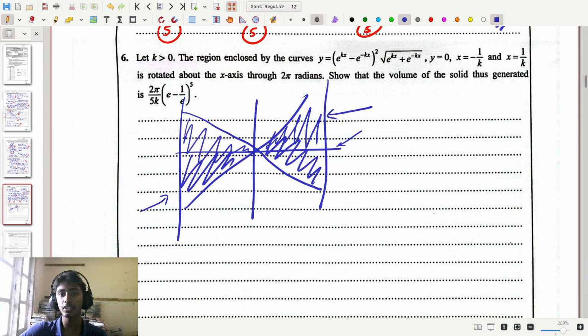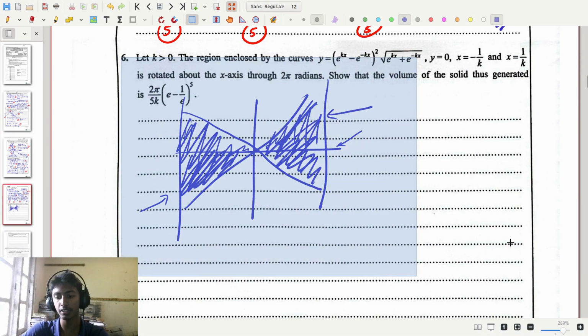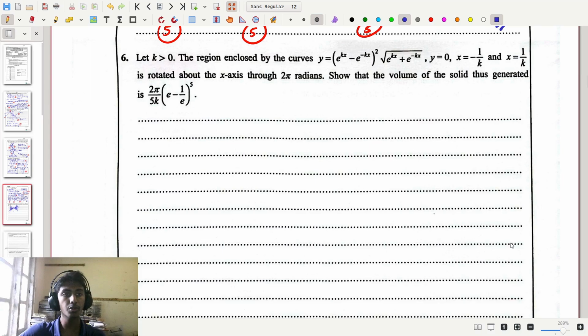So what they're asking is to show that the volume of the solid thus generated is 2 pi divided by 5k times (e minus 1 divided by e to the power of 5). So we are expected to show that the volume of this solid here that I've just marked out with scribbles is going to be equal to this expression that they have given here. So what we need to do is to first establish an expression for that volume.